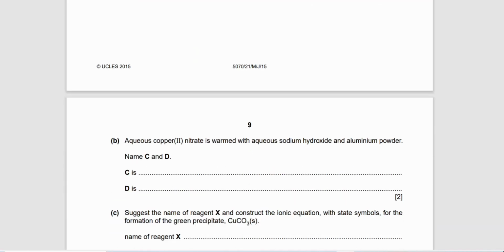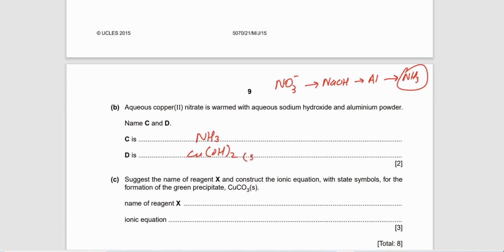What's the question over here? Name the C. C is ammonia. You know that when nitrate is heated with the sodium hydroxide and a piece of aluminum is added, then ammonia gas is released. You must know that. Okay, so this is the test for nitrate ions. And D is the copper hydroxide, which has the blue precipitates. Okay, it's insoluble.